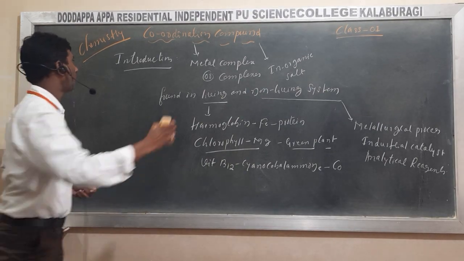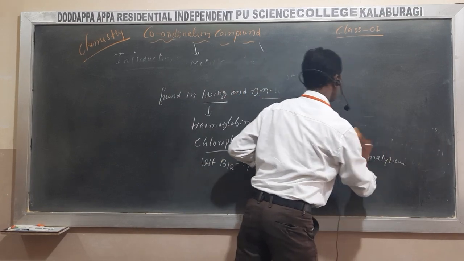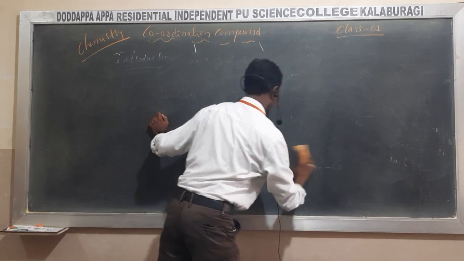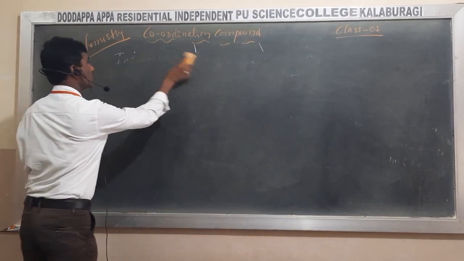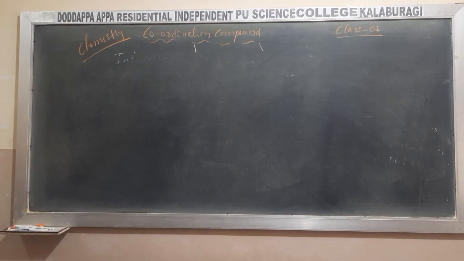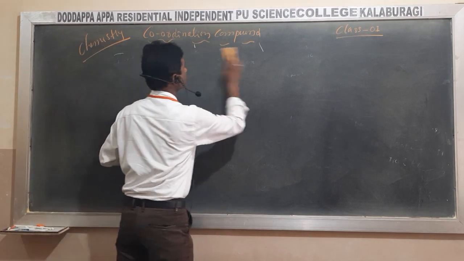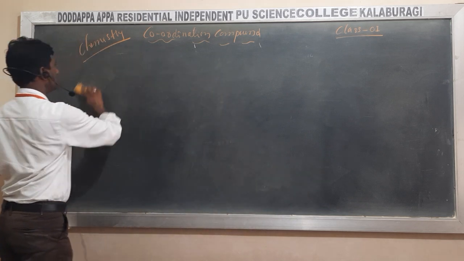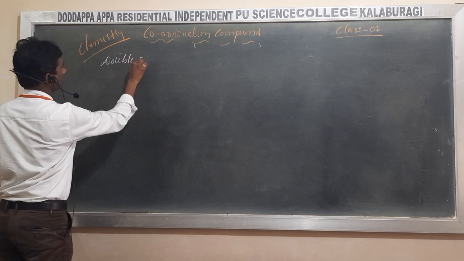Now I can go for double salt and complex salt. Okay, so now I can discuss one by one. Double salt. What is this double salt? The question. So now I can write double salt.